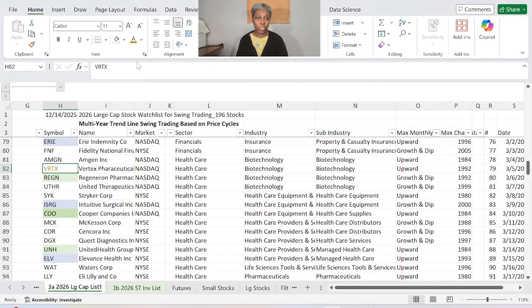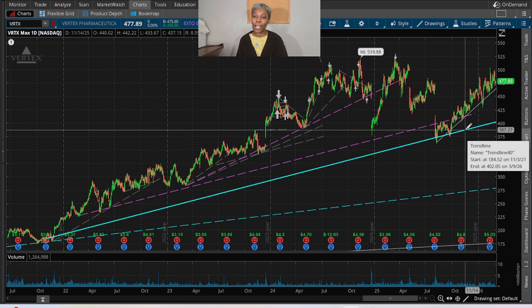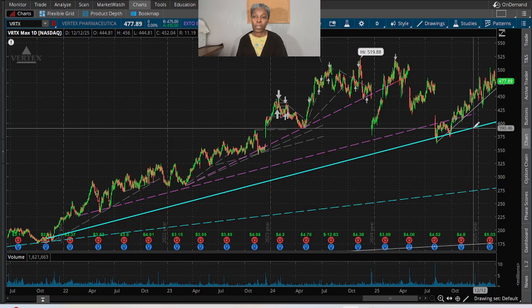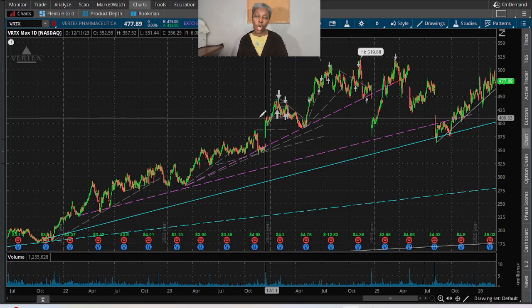I can just change the color for the time being, and I might decide to buy one share with that. But that is how I determine my value line when I'm swing trading using the long option and swing trading strategy.